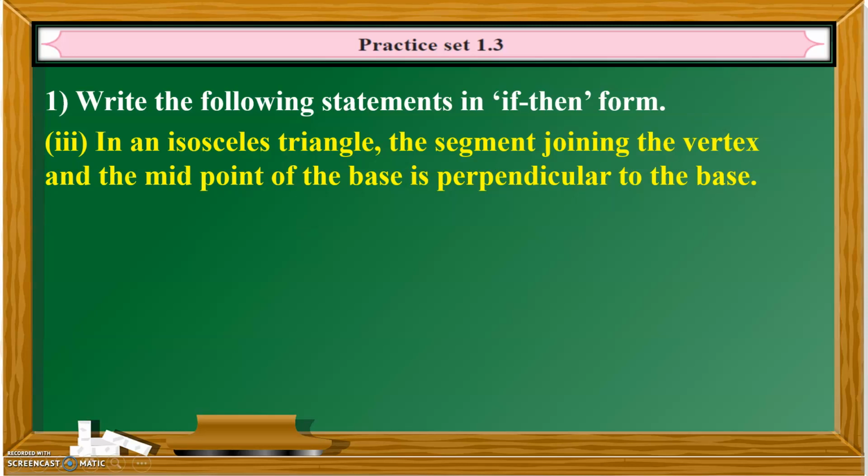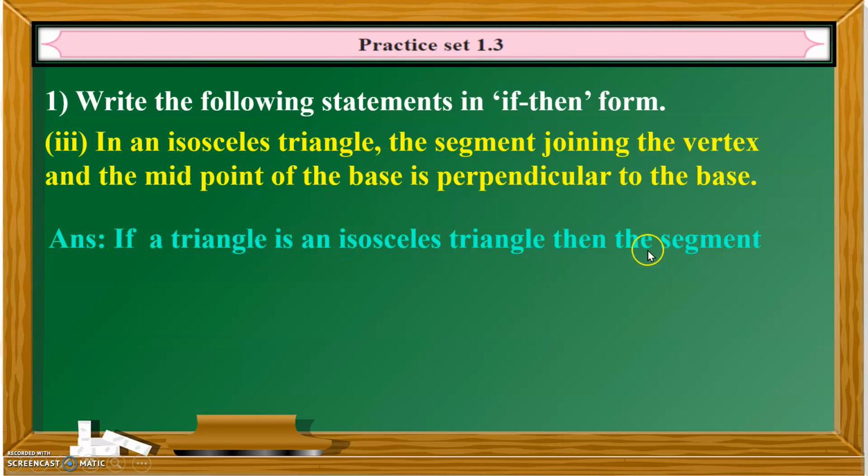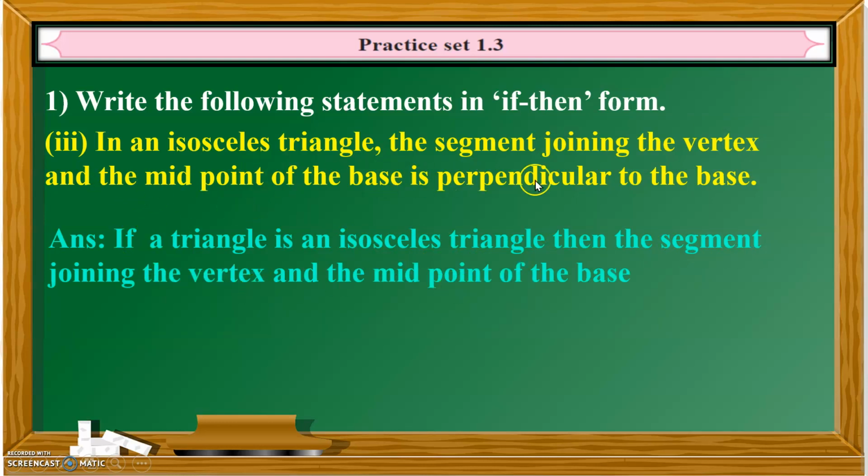So here it is, in an isosceles triangle, the segment joining the vertex and the midpoint of the base is perpendicular. That means what is the condition? If the triangle is an isosceles triangle, then this condition will happen. Okay, so let's write the answer. If a triangle is an isosceles triangle, then the segment joining the vertex and the midpoint of the base is perpendicular to the base. You just have to copy all this. Only thing you should know where to put if and where to put then. The rest of the things are same.